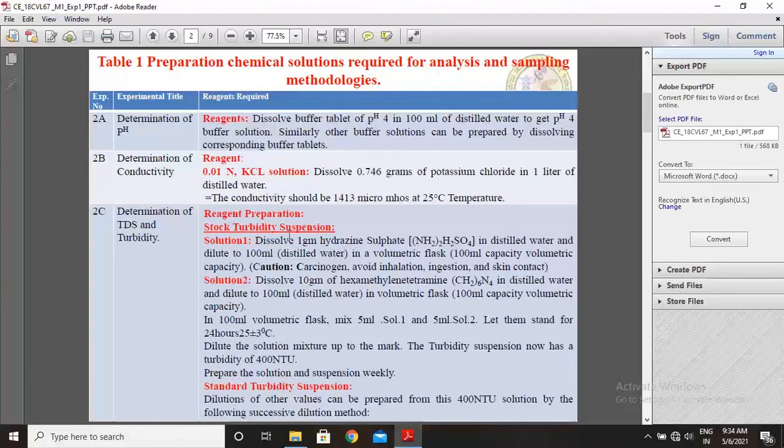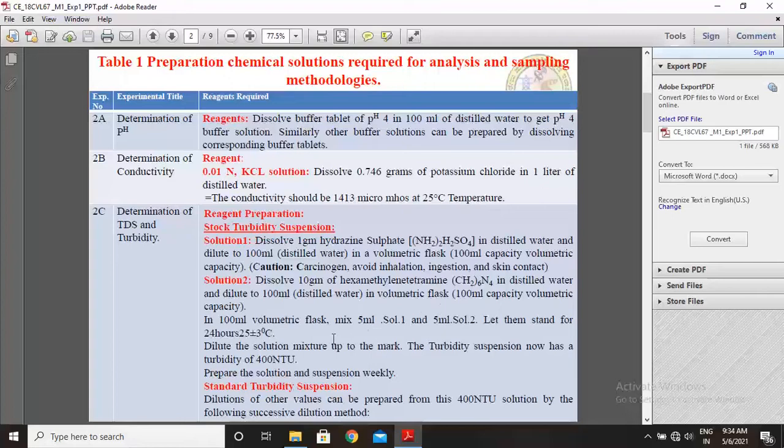Here there are two phases. One is stock turbidity suspension. In this, solution 1 is required. How to prepare this solution 1? Dissolve 1 gram hydrazine sulfate in distilled water and dilute to 100 ml in a volumetric flask. And solution 2: dissolve 10 gram of hexamethylenetetramine in distilled water and dilute to 100 ml in a volumetric flask.